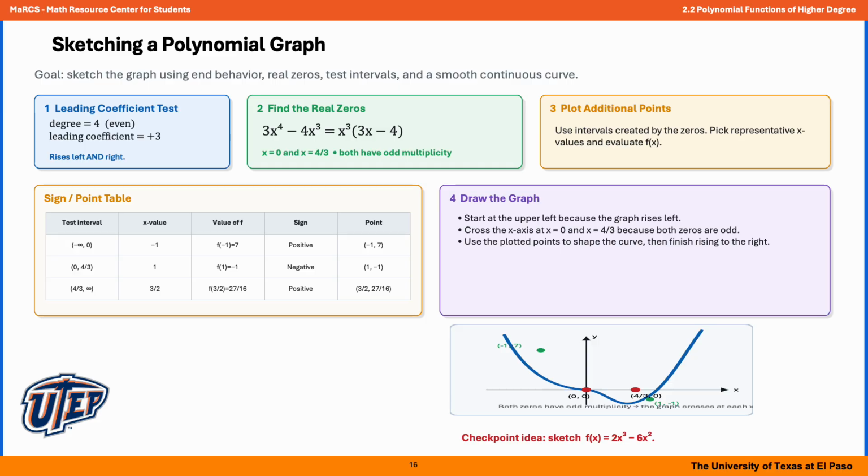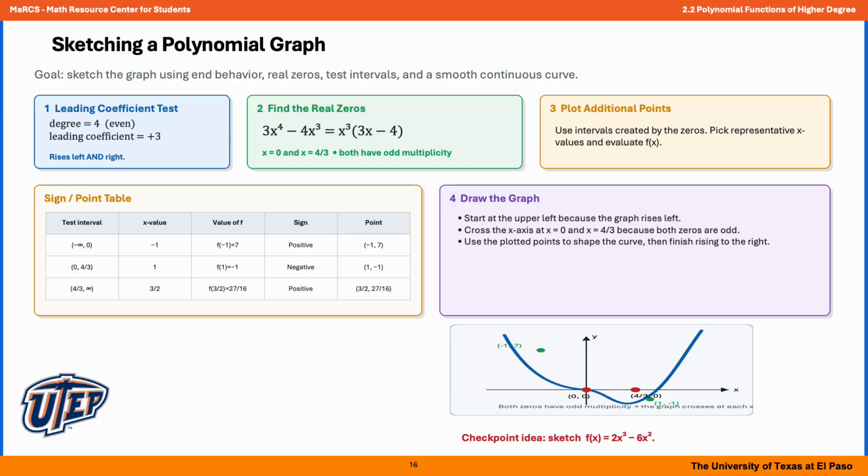Now we're given an example to sketch a polynomial graph. So first off, we're given the function 3x to the power of 4 minus 4x cubed. So we have an even degree of 4 and a positive leading coefficient of 3. So that means that the end behavior of the function will be the same on both ends, and they will both be pointing upward. So now to find the real zeros, we can factor the function.